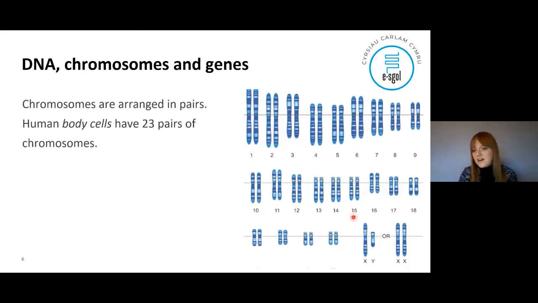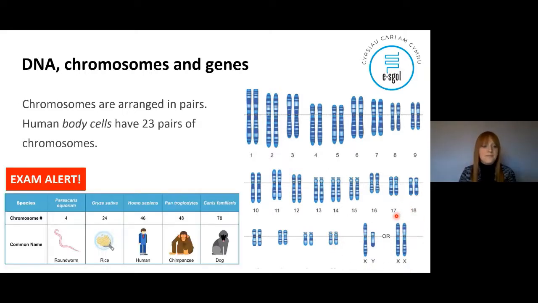At the bottom here, we can see chromosomes that look different. The 23rd pair of chromosomes is your sex chromosomes. So these are the ones that determine whether you are male or female. If you inherit two X chromosomes, then you are female. If you inherit an X and a Y, then you are male. So it is these chromosomes here that determine whether you are female or male.